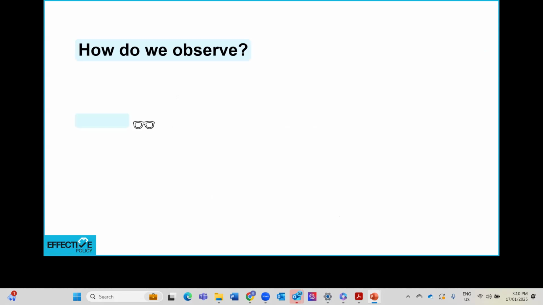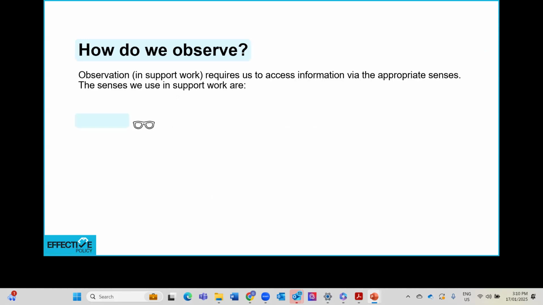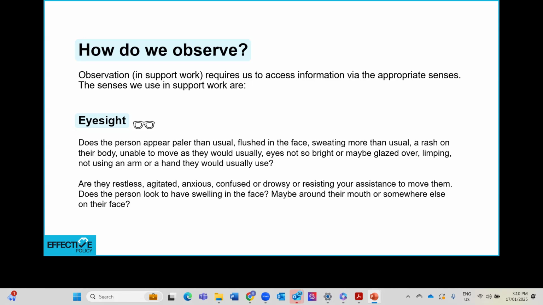How do we observe? Observation in support work requires us to access information via these senses. So eyesight. Does the person appear paler than usual, flushed in the face, sweating more than usual, a rash on their body, unable to move as they usually would, eyes not so bright, maybe glazed over, limping, not using their arm or hand like they would usually do?